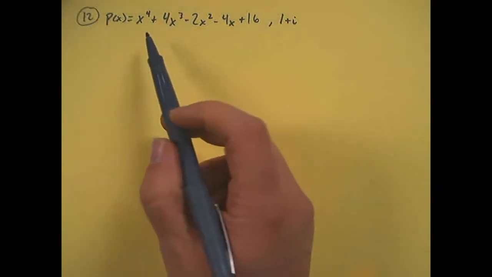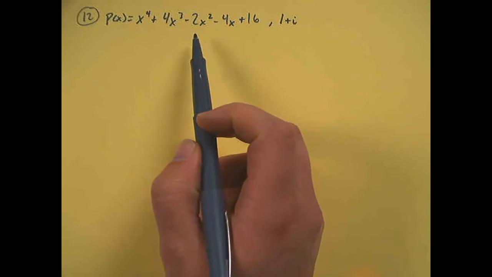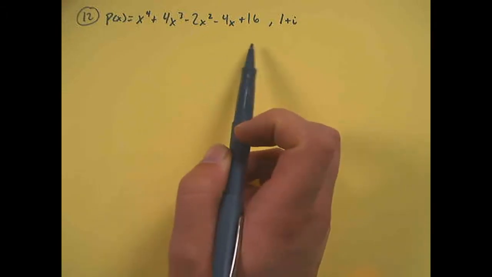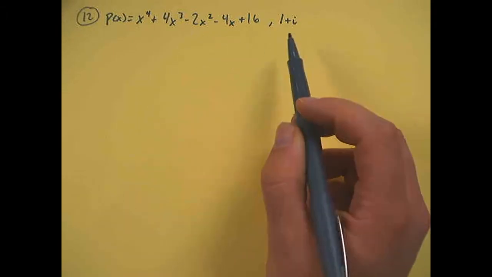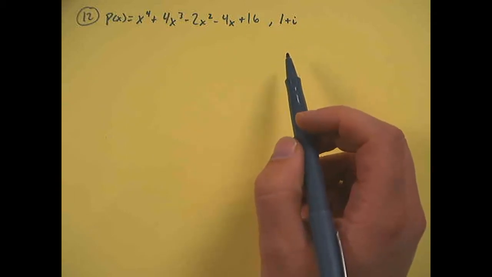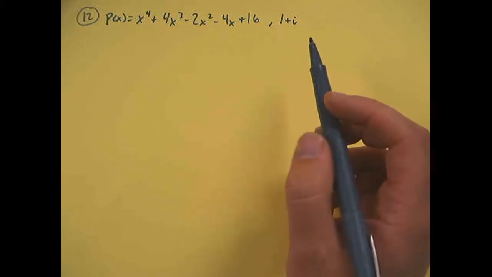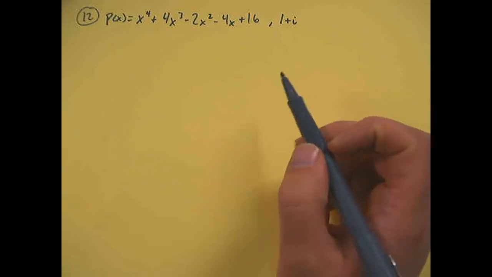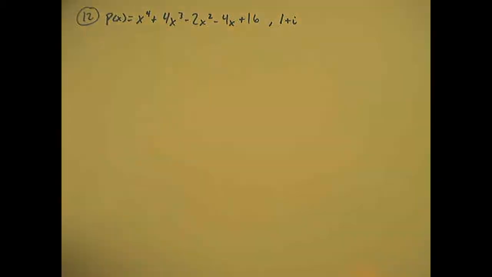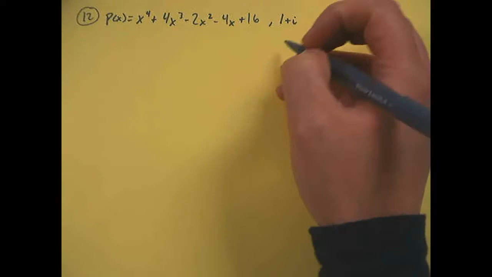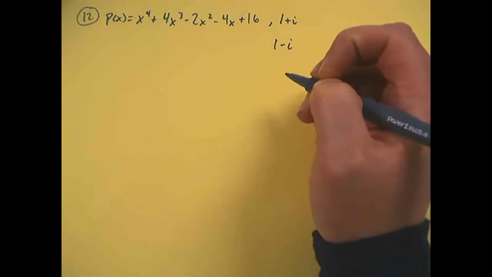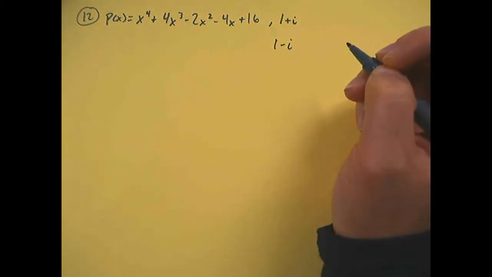This one gives us the polynomial x to the fourth plus 4x to the third minus 2x squared minus 4x plus 16, and tells us that 1 plus i is one of the complex zeros of this polynomial. So then, knowing that, we also know that 1 minus i will also be a zero of this polynomial.